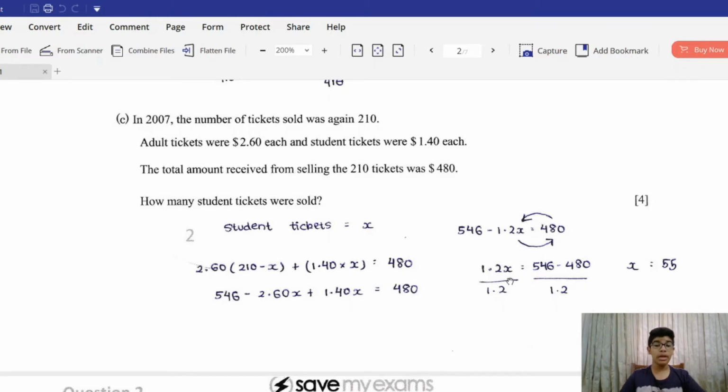Now the main goal, in order to get the value of x, is to isolate x. In order to isolate x, we need to divide both sides by 1.2. So dividing both sides by 1.2 leaves x alone, and that is basically our aim. So this difference divided by 1.2 gives us the value of x as 55. That's the number of student tickets sold.